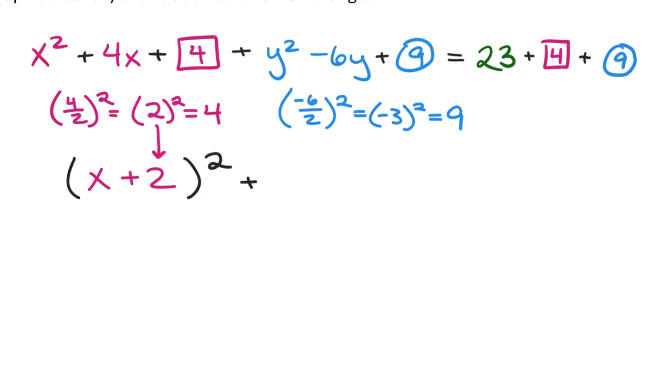Then I'm going to add the blue stuff. In the blue stuff, it's going to be y minus 3 squared. Where'd the minus 3 come from? Yeah, before we squared it. And then all of this stuff on the other side needs to add together. 23 plus 4 plus 9 is 36.